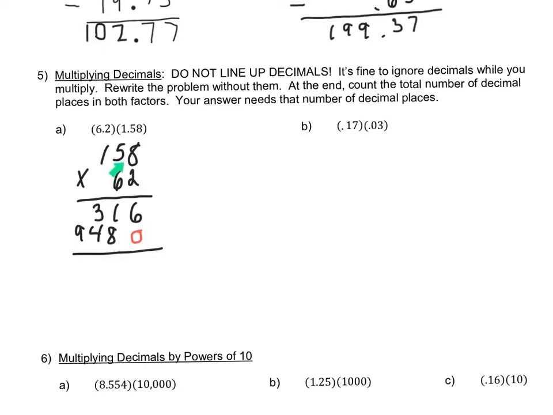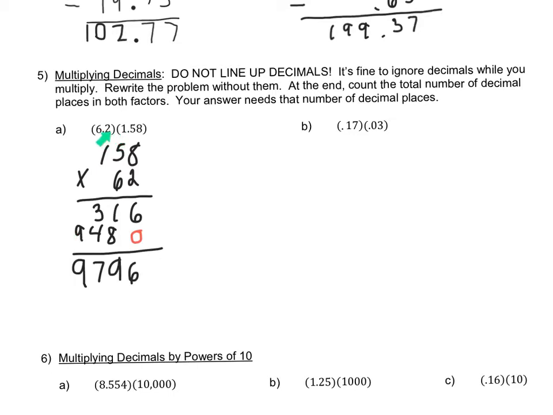So 6 times 8 is 48. We are putting a 4 up here and bringing our 8 down. 6 times 5 is 30, plus the 4 is 34, so the 4 is here. We'd be putting a 3 up here. 6 times 1 is 6, plus the 3 is 9. So we add as usual.